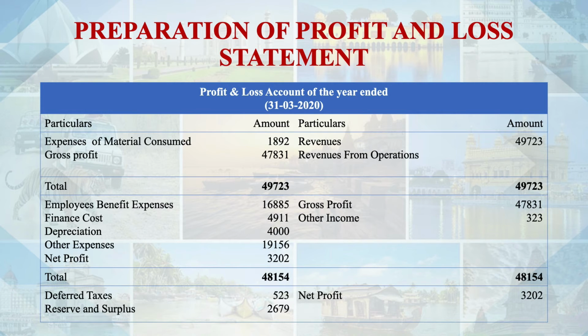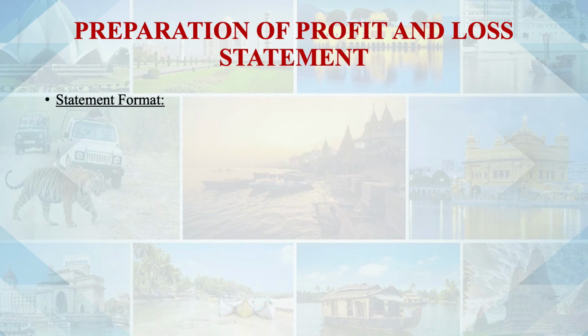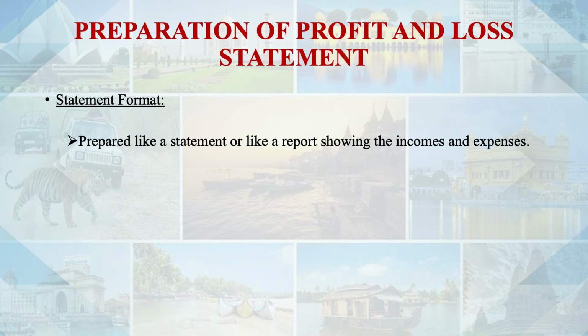Now the second way of preparing this profit and loss account is in a statement form, and then I will call it a profit and loss statement. Now this is prepared like a statement, or just like a report where we are showing all the incomes and expenses. Similarly, as we have seen when we prepared the profit and loss account, we divided the account into two parts. So this statement is also divided into two parts. Why? Because we want to know the gross profit and then we want to know the net profit also.